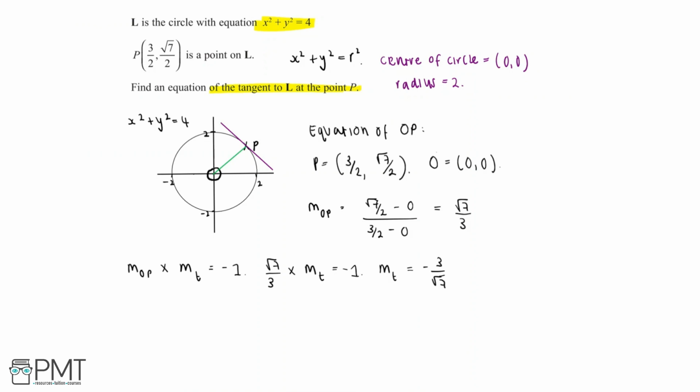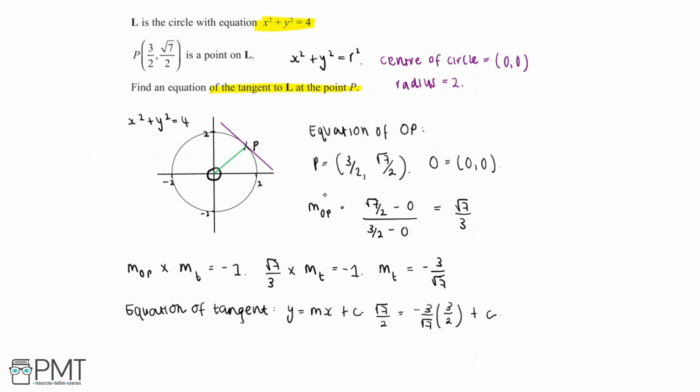Now that we've found the gradient of the tangent, we can find the equation of the line by substituting in the point P, because the tangent passes through the point P. So we can say that y equals mx plus c. The y coordinate is root 7 over 2, m is equal to -3 over root 7, and x is equal to 3 over 2. And we need to find c.